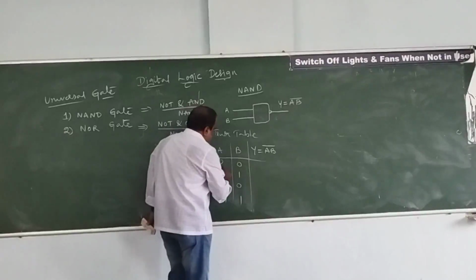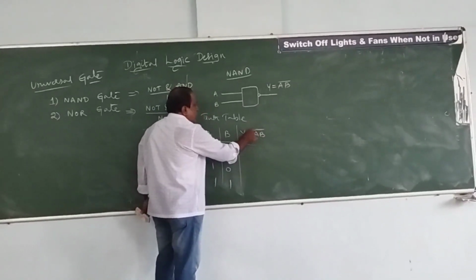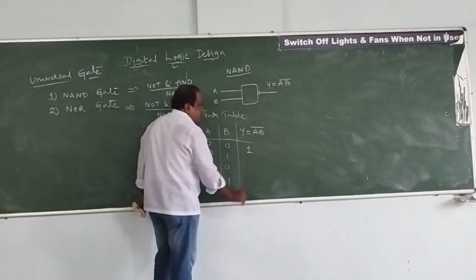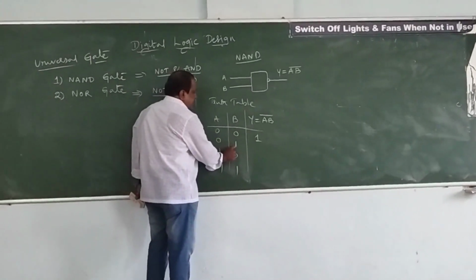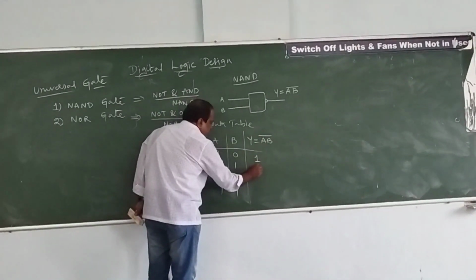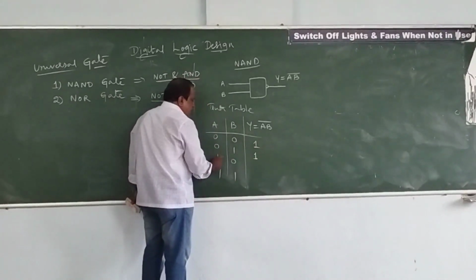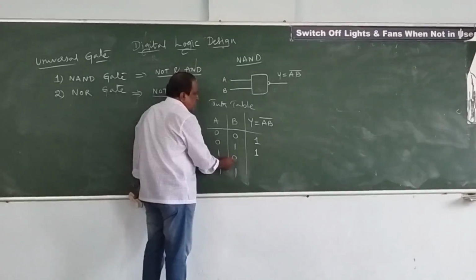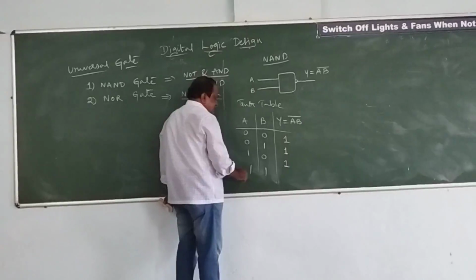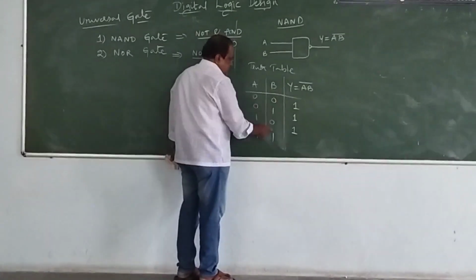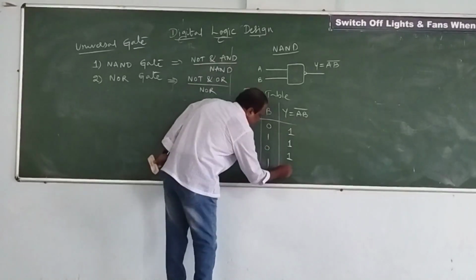Now let's see 0, 0. 0 into 0 will be 0, and 0 complement will be 1. This is a logic 1. And 0 into 1 will be 0, 0 bar will be 1, again 1. 1 into 0 is also 0, so 0 bar will be equal to 1. Last case, 1, 1. A is 1 and B is 1, so 1 into 1 will be 1, and 1 complement will be 0.